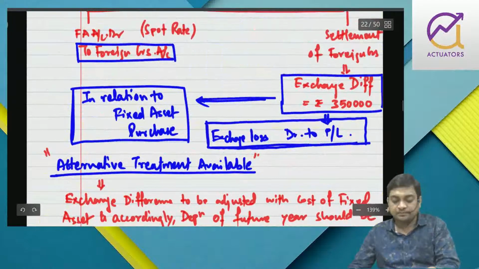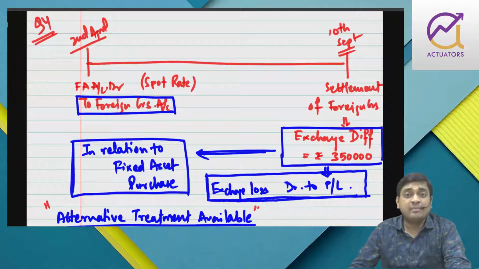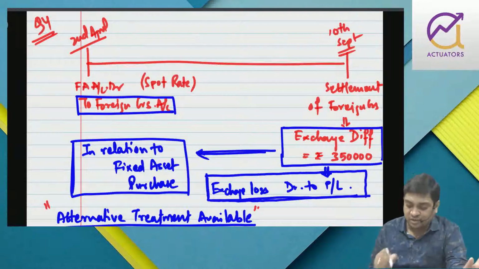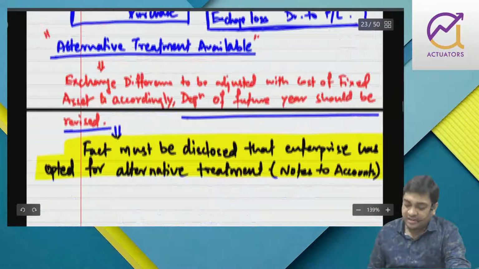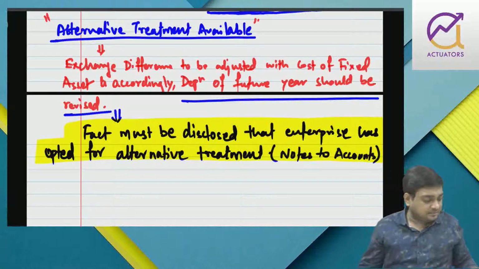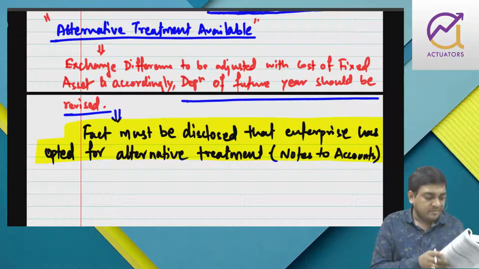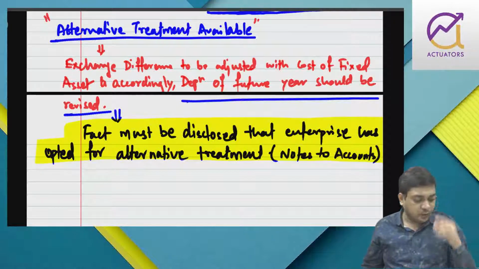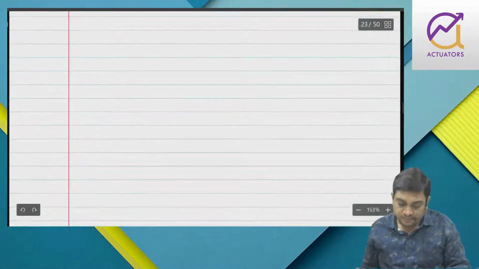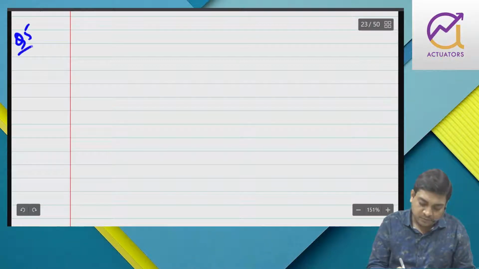Is that fine? So what is the treatment of exchange difference of FCMI? So this is exchange difference of FCMI, foreign currency monetary item, but is in relation to fixed asset purchase. Then you have this alternative treatment available, that whatever is exchange difference, you can adjust with the cost of the asset, and accordingly depreciation will be revised. I guess it's absolutely fine with all of you. Okay. Right? Now, question 5.